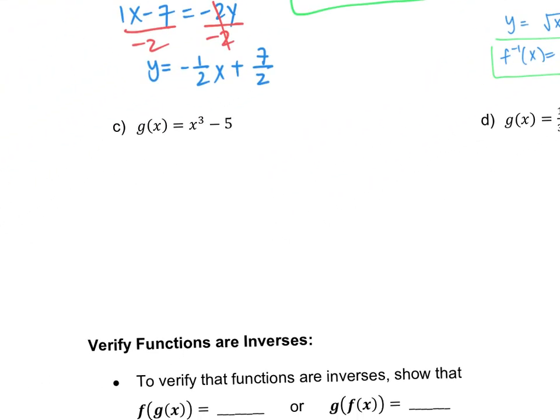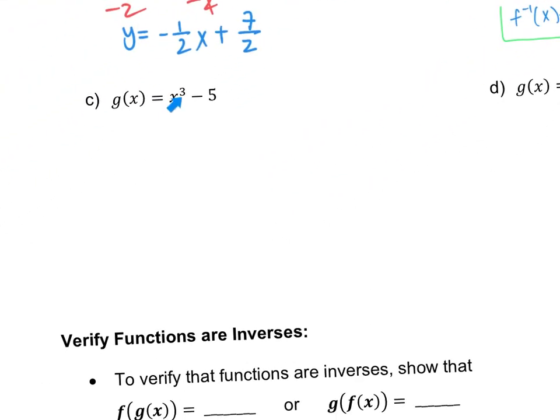All right, let's take a look at our next one here. So this one's a cube, x to the third power. So let's see how we handle that. So this one has a g of x, but g of x, f of x, they're all the same here. They're going to be our y, and then we just need to switch our x and y. And then solve for x.